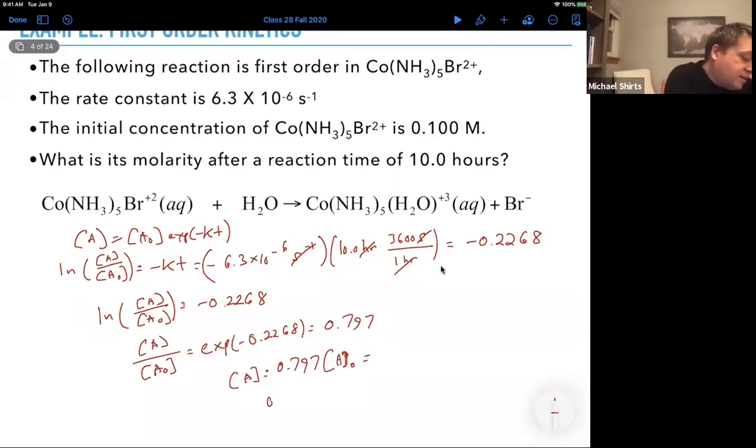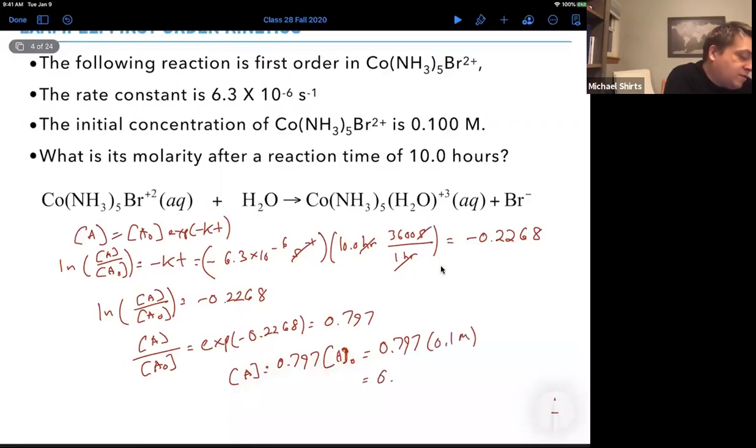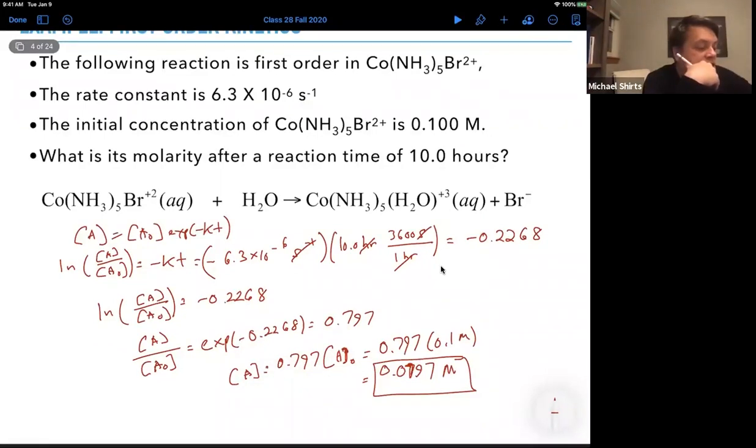So we get 0.797, that's a pure number, times 0.1 molar, is equal to 0.0797. It's a relatively slow reaction. So it starts out at 0.1 molar, and after 10 hours has gone down to about 80% of what it was. It's 0.0797 molar. So that is the way we approach these types of problems.